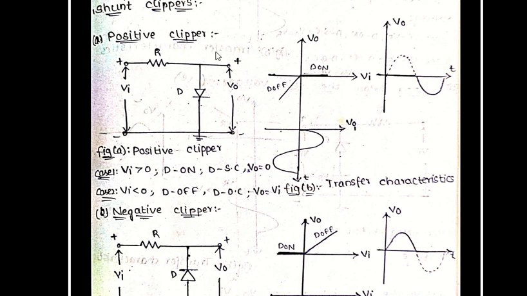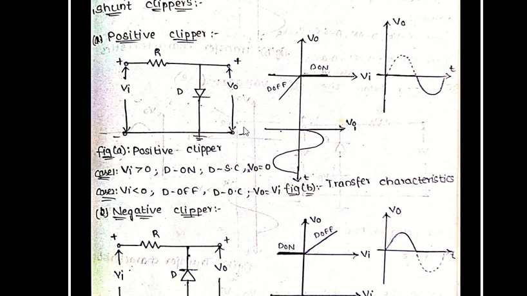Now, this is the circuit diagram of the positive clipper. If you observe this, here Vi represents the input signal, which is clearly represented here. Vi is the input signal. This is the amplitude of the input signal. It varies from 0 to maximum and 0 to minimum. And this is the response produced by the positive clipper circuit, and this is the transfer characteristics of the positive clipper.